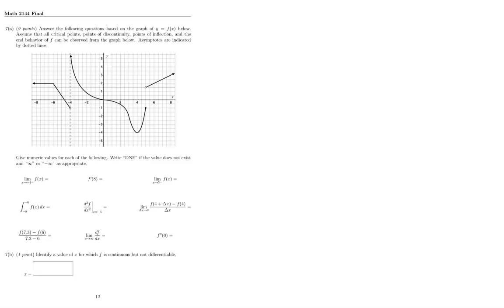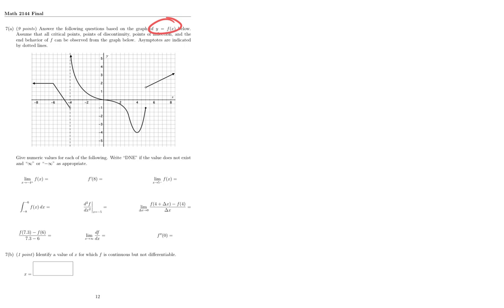Okay, so I'm given a graph of f. So this is the graph of f. Assume that all critical points, points of discontinuity, points of inflection, and end behavior can be observed from the graph below. Asymptotes are indicated by dotted lines.